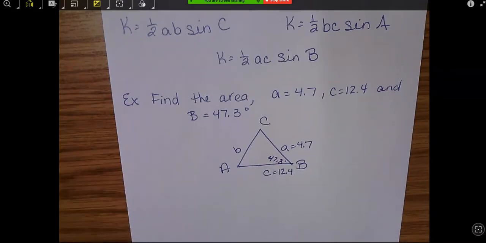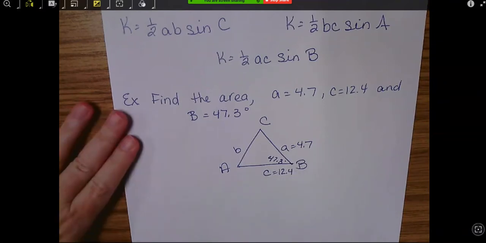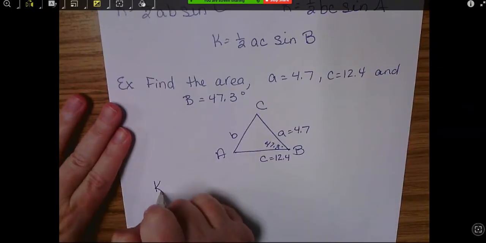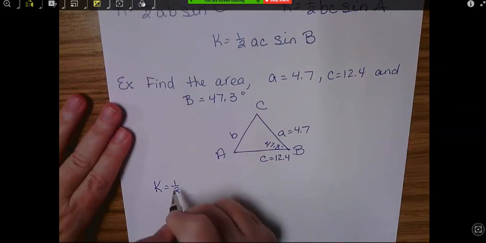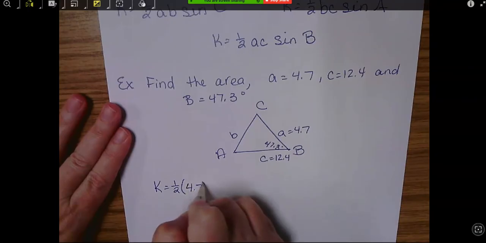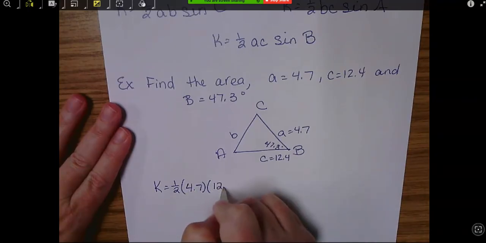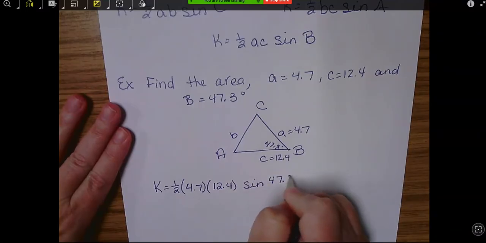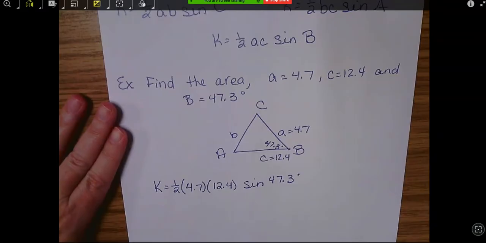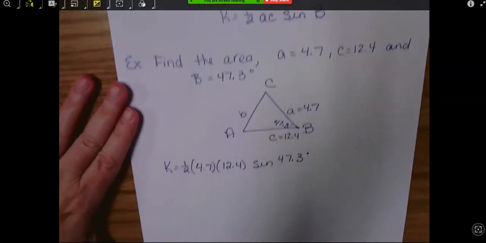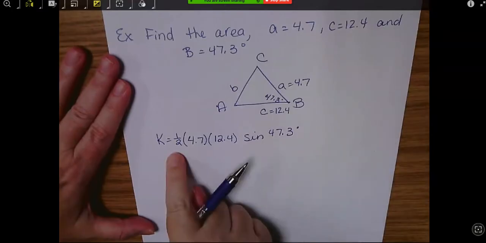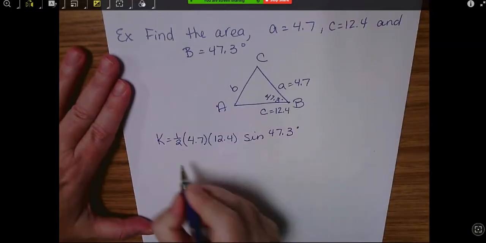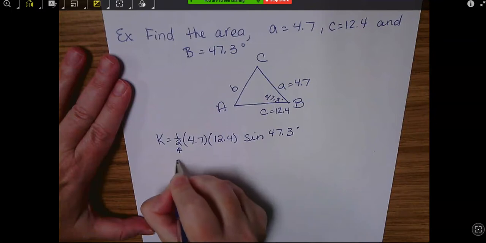Now, if you notice here, I have side, angle, side. Do I have one of everything? So I have little c, little a, and big B. So this is a nice setup. That means this is what I like to call a plug and chug. So K equals 1/2 the two sides, so 4.7 and 12.4, sine of 47.3 degrees. Now, my advice would be, let me move the camera a little bit. I would not worry so much about putting this as a fraction. I would replace this as a 0.5.